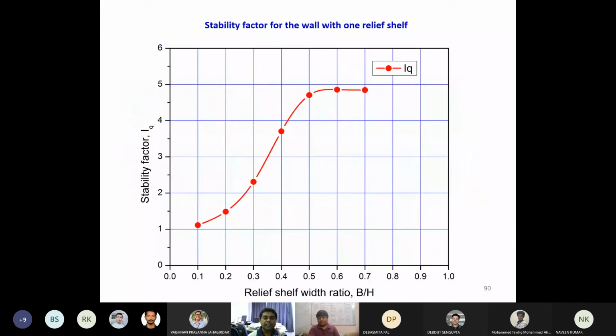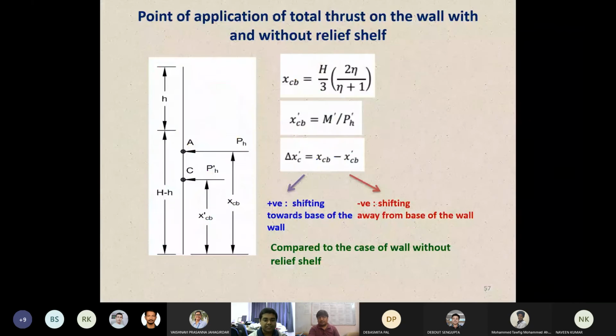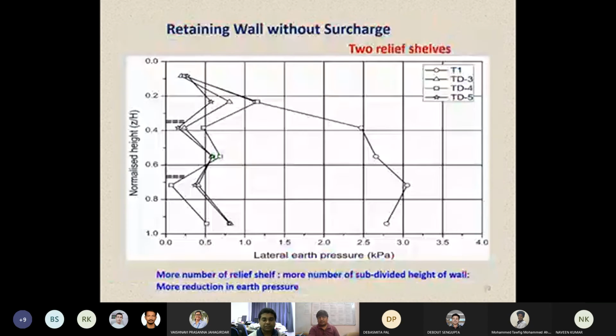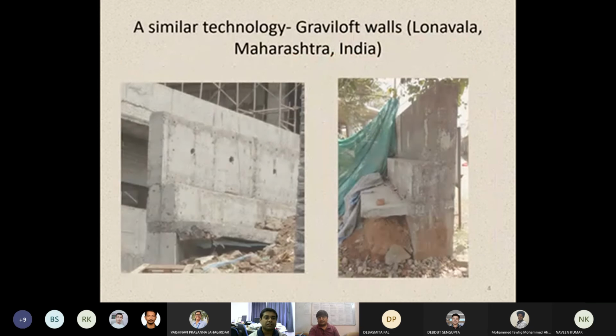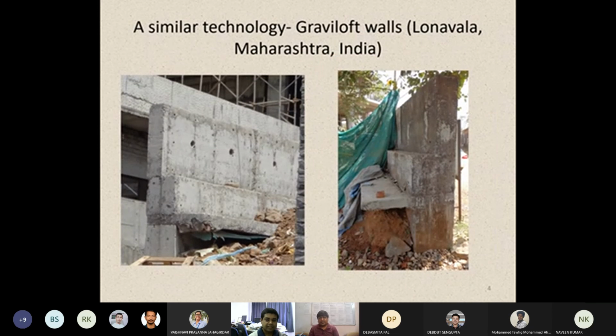In Graviloft I can still understand, because there will be discontinuity and a change of sections below and above the relief shelves. These are rectangular sections at different heights, so constructing in stages is still not that difficult.